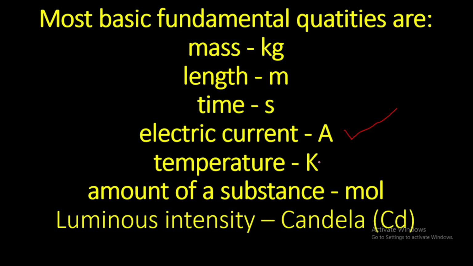We have other units of temperature, but the SI unit, which is the international system of units accepted internationally, is Kelvin. We have Celsius, we have Fahrenheit, but Kelvin is the fundamental unit, SI unit. We also have amount of a substance, which is measured in mole, and luminous intensity measured in candela. All these 7 are the fundamental quantities that we have in physics.